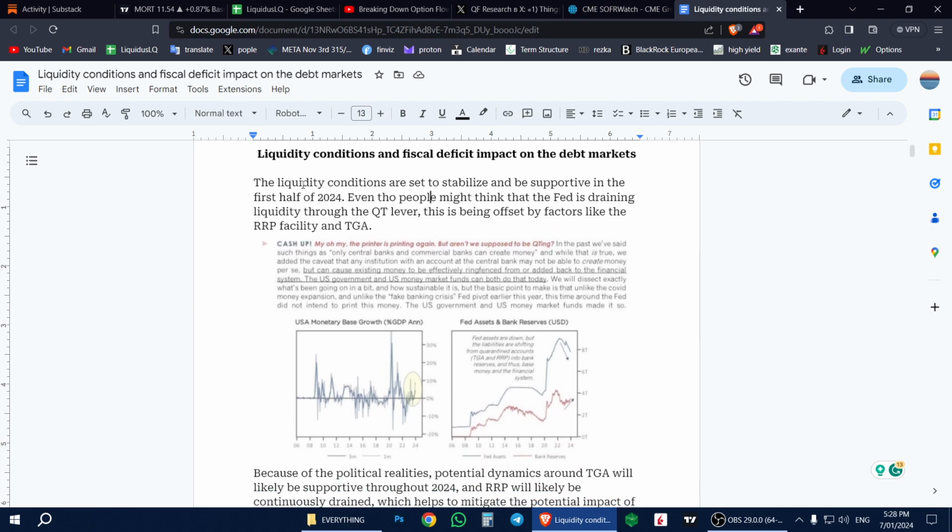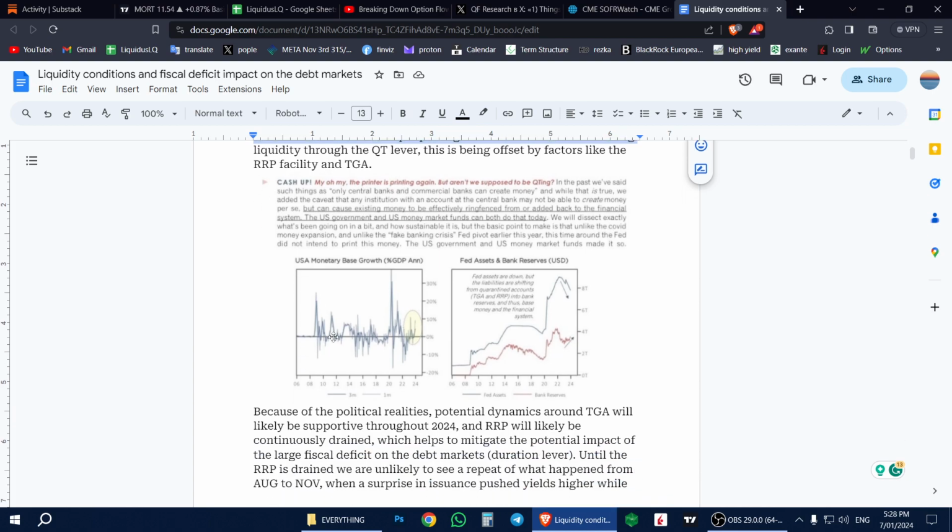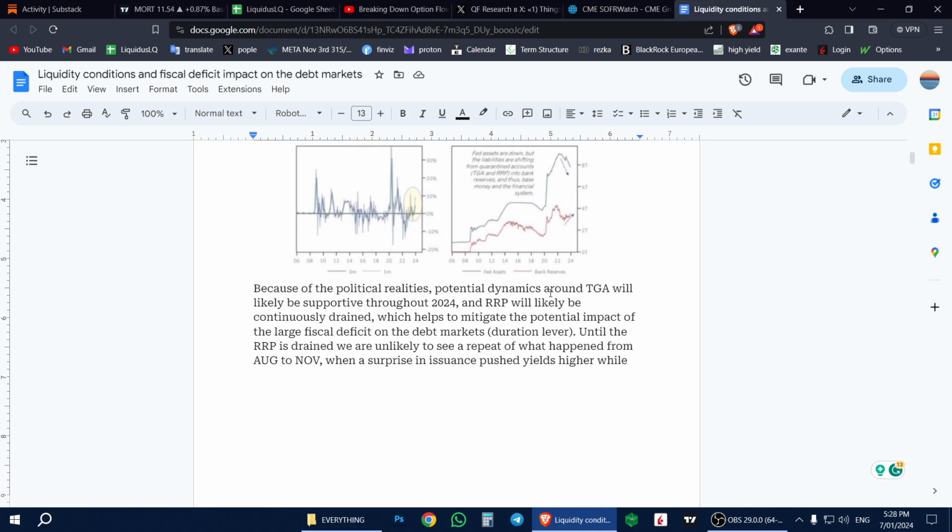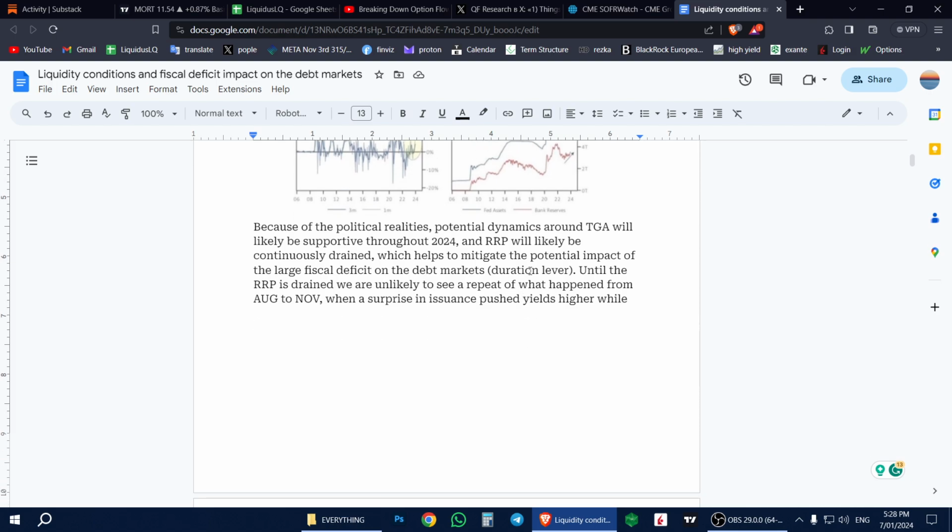The next thing: liquidity conditions and fiscal deficits' impact on the debt markets. The liquidity conditions are set to stabilize and be supportive in the first half of 2024, even though people might think that the Fed is draining liquidity through the QT lever. This has been offset by factors like the RRP facility and the TGA. You can look at this very telling picture, and the text as well. Because of the political realities, potential dynamics around TGA will likely be supportive throughout 2024, and RRP will likely be continuously drained, which helps to mitigate the potential impact of a large-scale deficit on the debt market's duration lever.